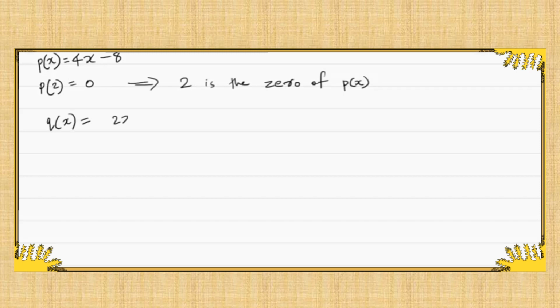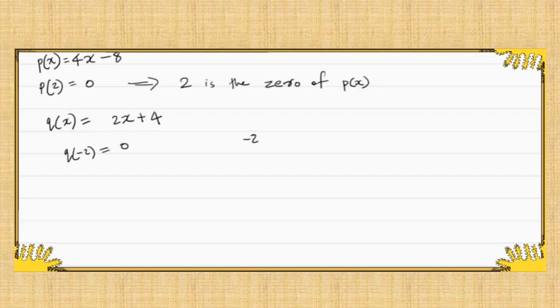Q of x is equal to 2x plus 4. Which is the 0 of this polynomial? It is minus 2, right? What value should you substitute for the variable to get the polynomial value 0? Minus 2. So Q of minus 2 will be 0. Therefore, we can say minus 2 is the 0 of this polynomial.